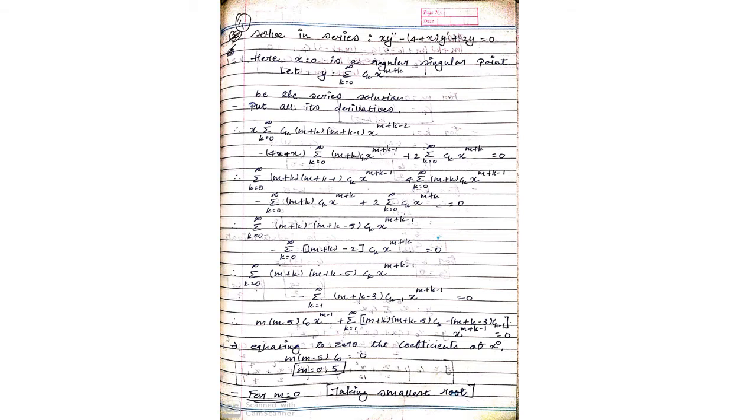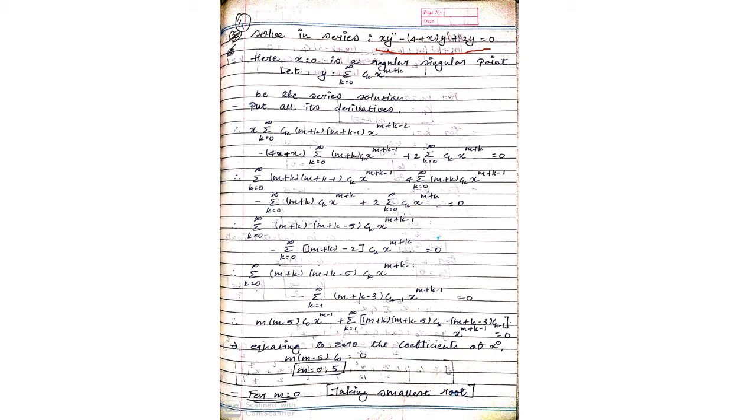Okay, here I have given the question. The question is: solve in series, or else we can say, find the series solution for the equation x y double dash minus (4 plus x) y dash plus 2y equals 0. This example is very easy and it is the same as case 2. If you did all three examples, first, second and third, then you can do it easily.